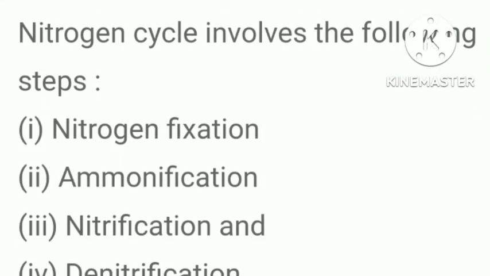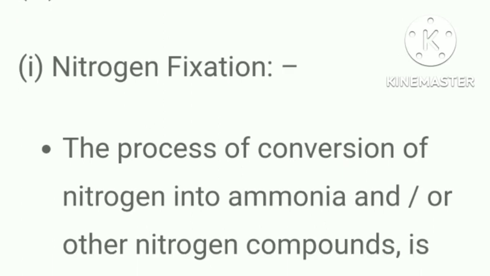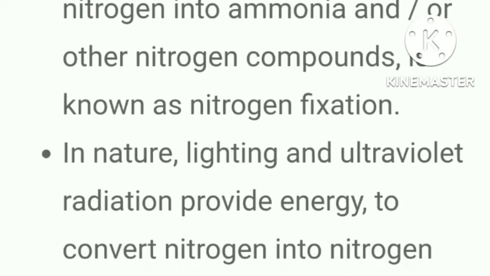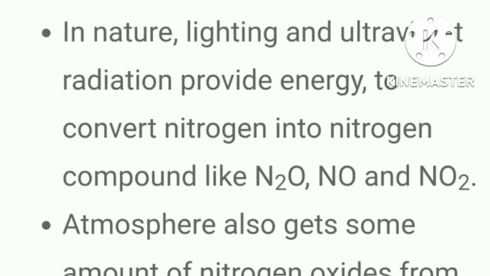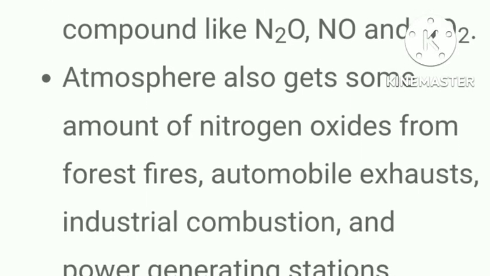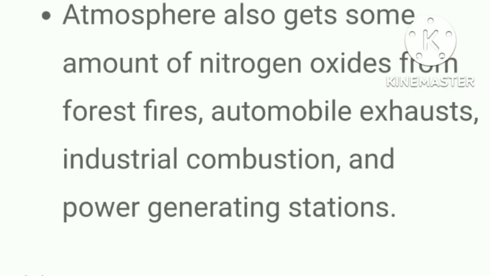The nitrogen cycle involves the following steps: nitrogen fixation, ammonification, nitrification and denitrification. Nitrogen fixation. The process of conversion of nitrogen into ammonia and/or other nitrogen compounds is known as nitrogen fixation. In nature, lightning and ultraviolet radiation provide energy to convert nitrogen into nitrogen compounds like N2O, NO and NO2. The atmosphere also gets some amount of nitrogen oxide from forest fires, automobile exhaust, industrial combustion and power generating stations.